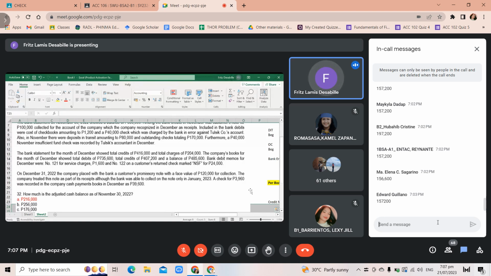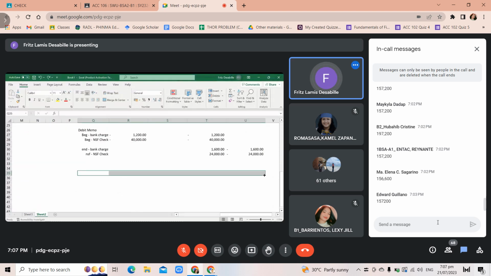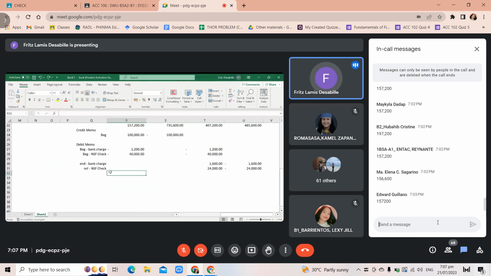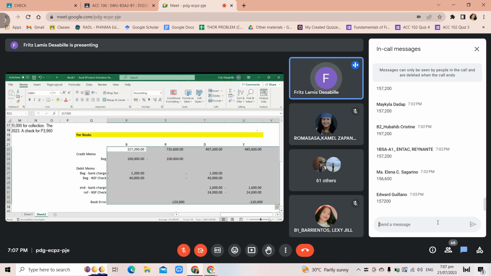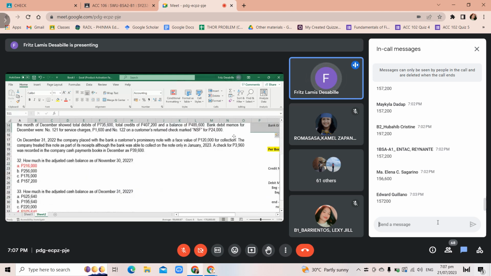So therefore, what we do is, since we recorded it as collection already, therefore part of receipts, we take it out from our receipts. Ato siya tangtangon. Diba, 120. We correct the error. This is book error, no? Nag-advance na og record og receipts. So take it out from our receipts because it's wrong, because it's not an actual receipt pa, because it will be received in January pa, and we take it out from our cash, no?